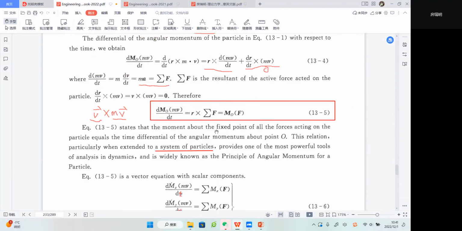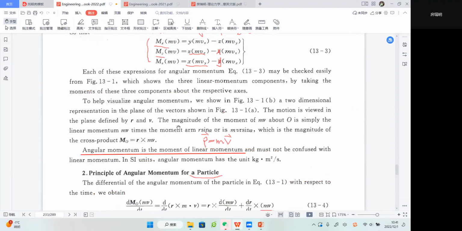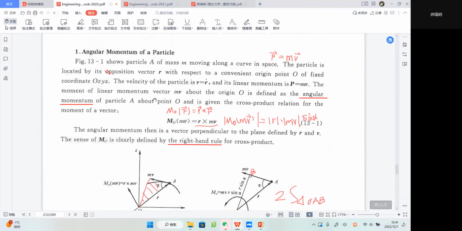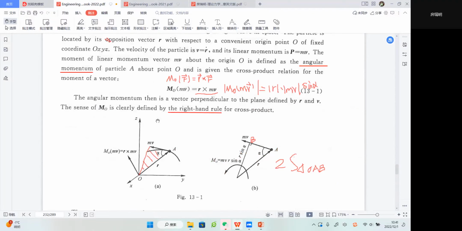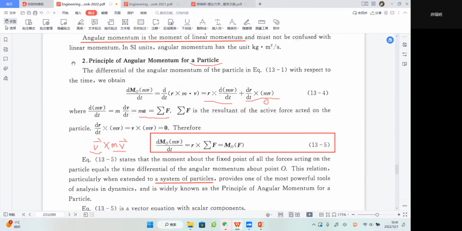I hope you can understand this. Actually, we just talked about two things. One is the concept: what is the angular momentum of a particle? The second is that we gave you a proof, showing how we can find this principle of angular momentum for a particle.